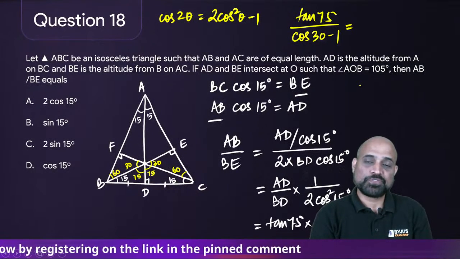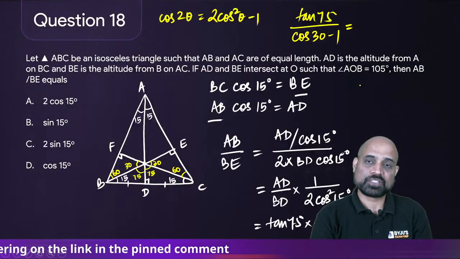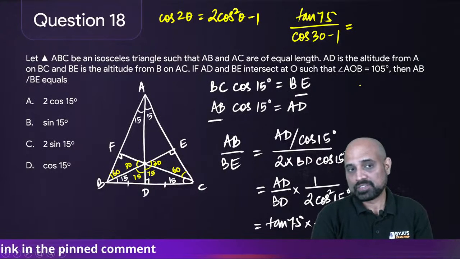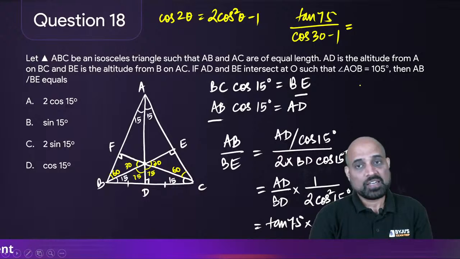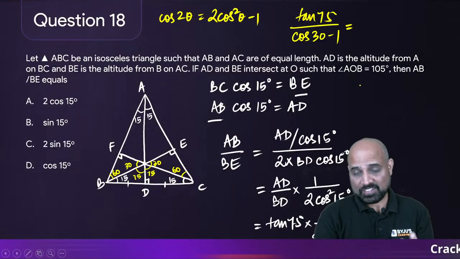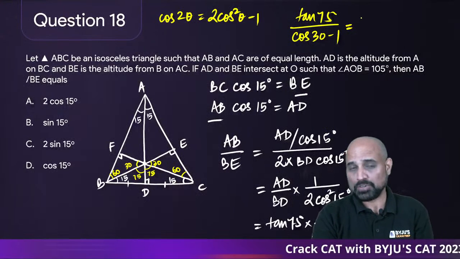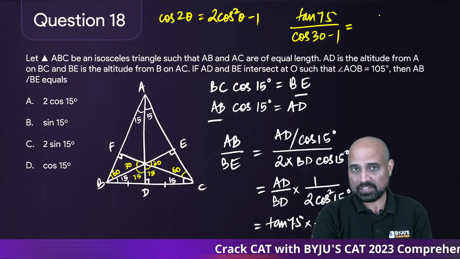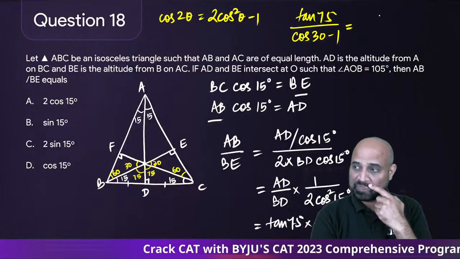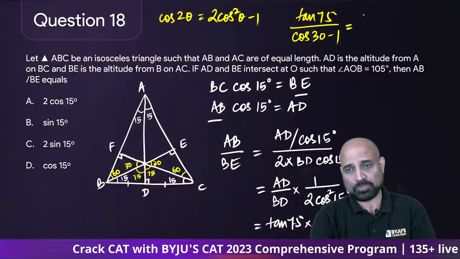Root 3 by 4. Get stuck at root 3 part. This is solvable, but this is lengthy. Okay, the way I'm going, it's turning out to be lengthy. See, tan 75 को break कर लो tan 60 plus tan, sorry, 30 plus 45. That will be easier.